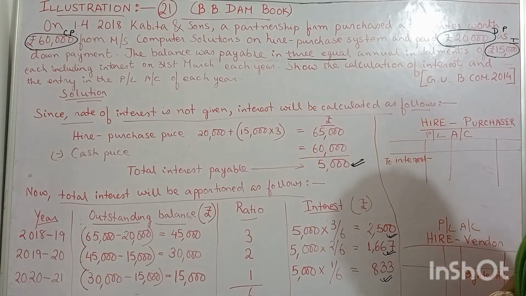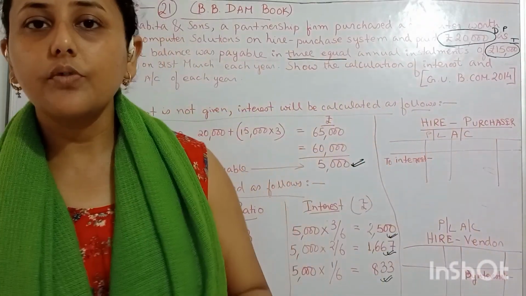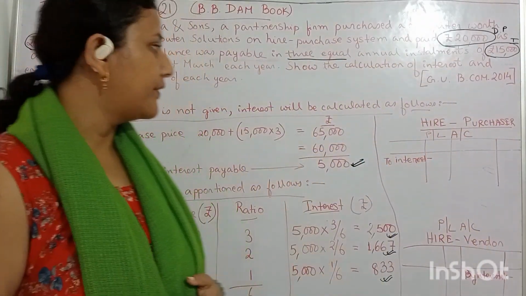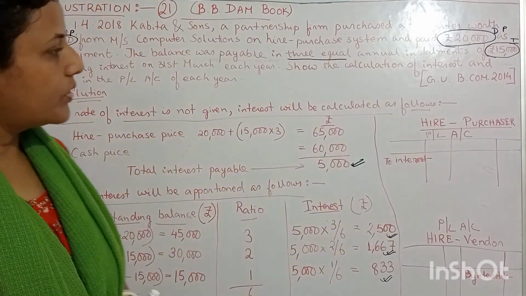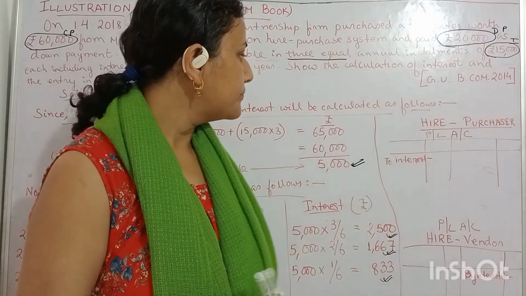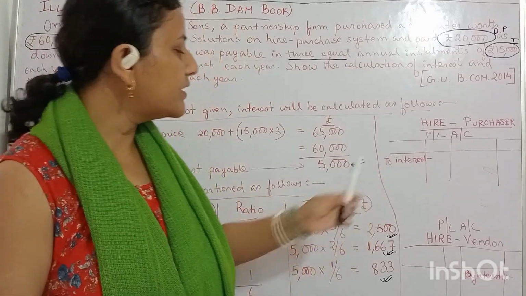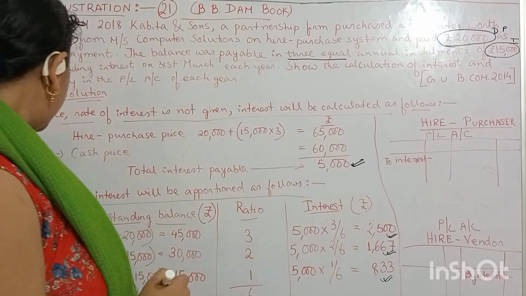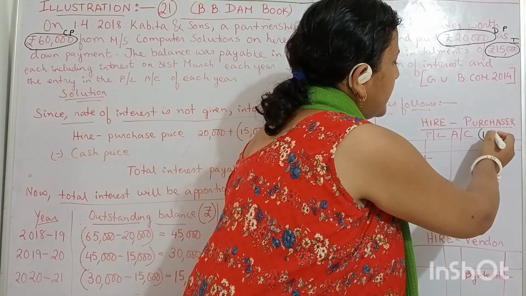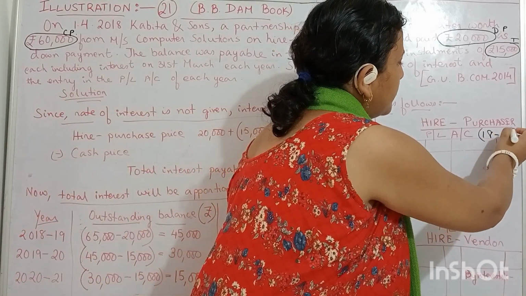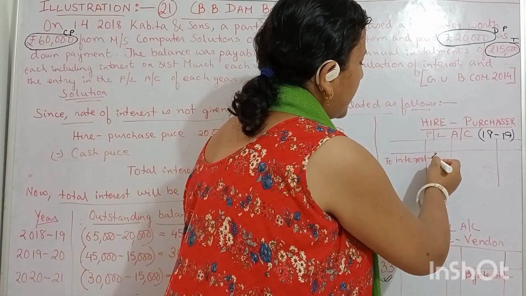Now you have to debit and credit in the books of hire purchaser and hire vendor. So books of hire purchaser is taken first. The P&L account, to interest account. This is for the first year, that is 18-19. What is the amount to interest? It is 2500.